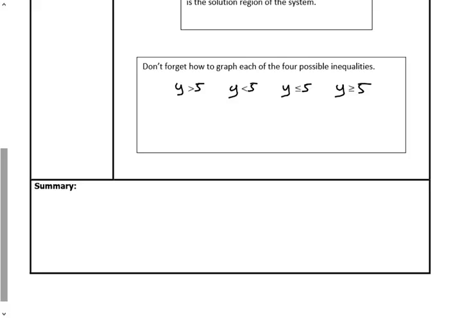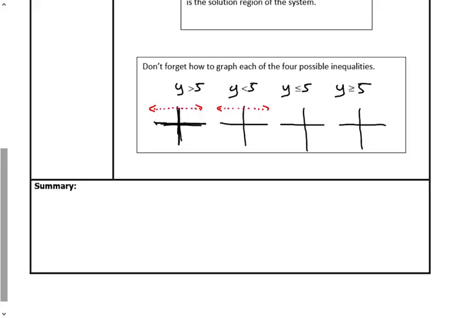So, what does it look like? I'll put a little graph here. I'll put a little graph for each of these, and that way we can kind of see what's going on. Now each of these lines is going to be a horizontal line at 5. So what's the difference? Well, because these first two are just less than signs, that means these have to be dotted lines. Because these two are or equal to, these are solid lines.